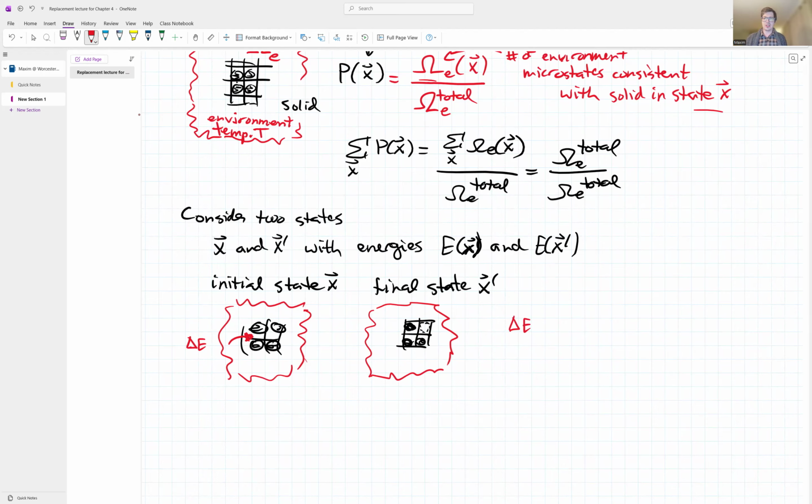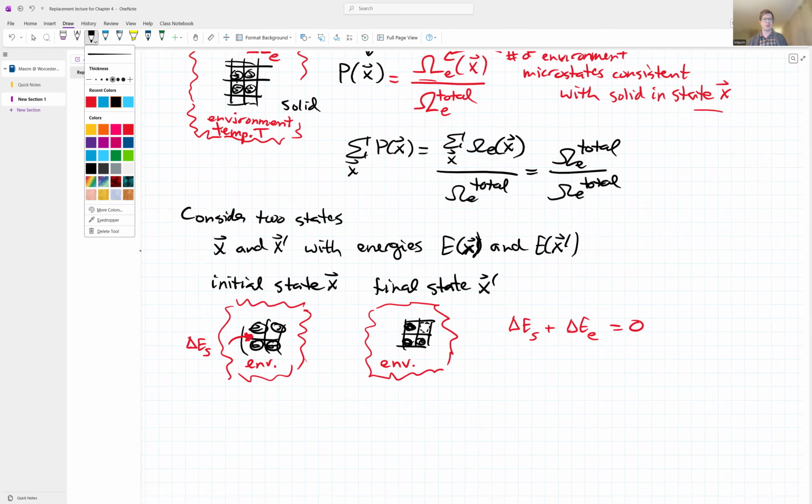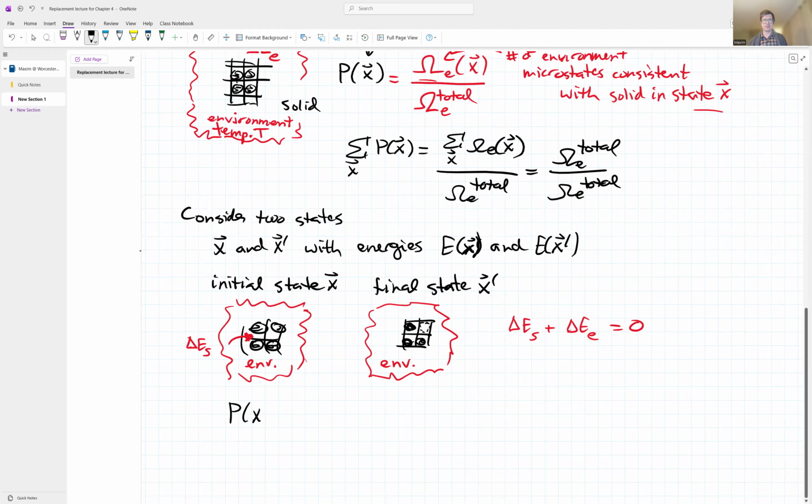So the change in energy of the system, we'll call this the system or the solid, plus the change in energy of the environment, little e, has to sum to zero, because any energy that's put into the system has to be compensated by energy leaving the environment, which we're denoting in red here. So, okay, now let's do the calculation of the probability ratio between the final and the initial state.